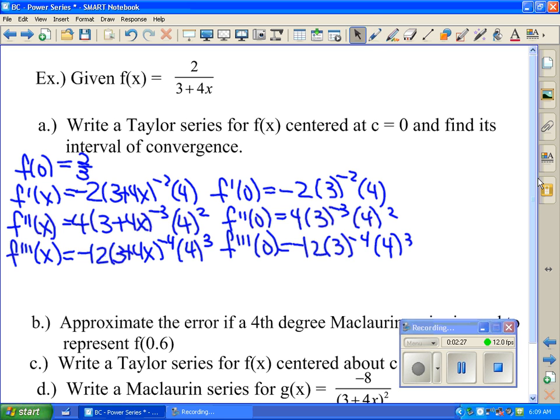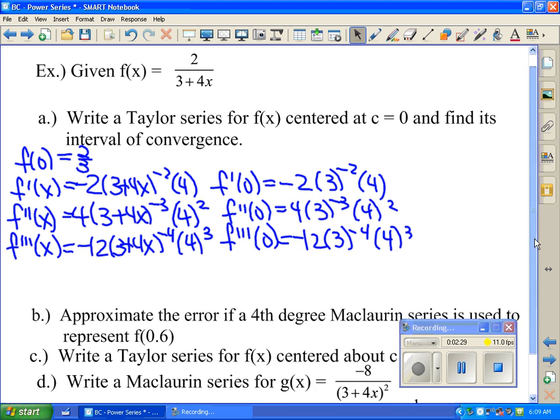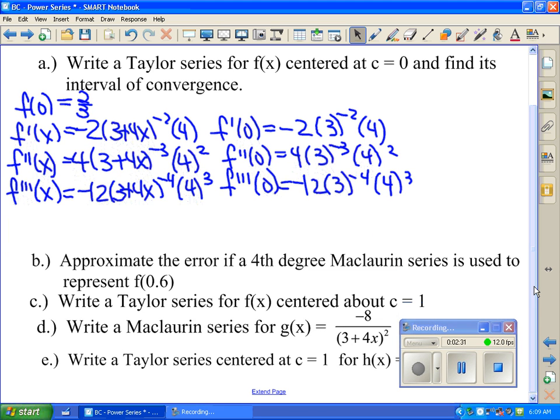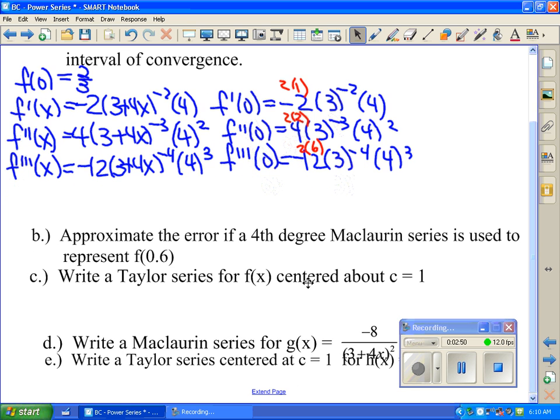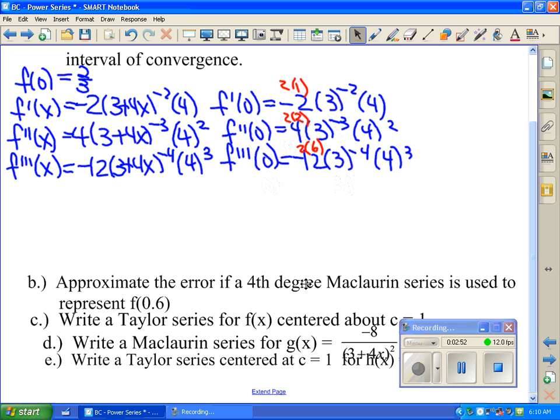So if you notice, I've got powers of 4 here. I've got powers of 3 to a negative value. And I have these numbers in front, 2, 4, and negative 12. But notice if I factor out a 2, this becomes 2 times 1. This becomes 2 times 2. The next one is 2 times 6. And in fact, if I did another one, it would be 2 times 24. So we're looking at factorials with that first part there. Just all the factorials are being multiplied by 2.